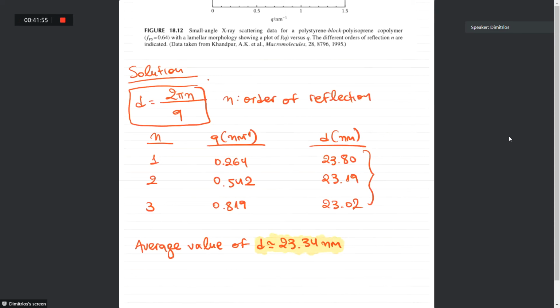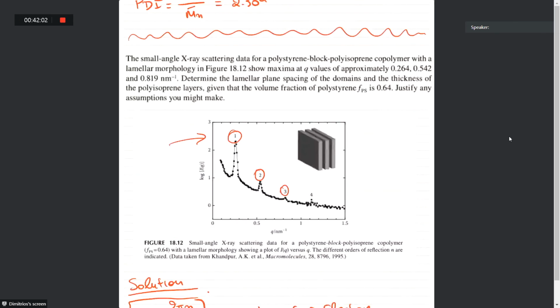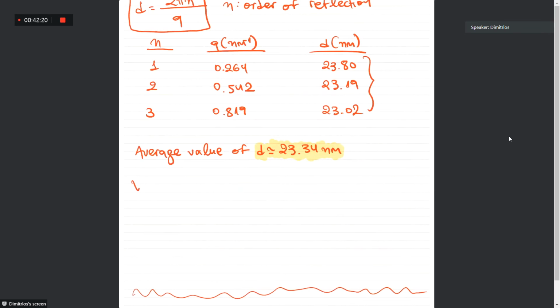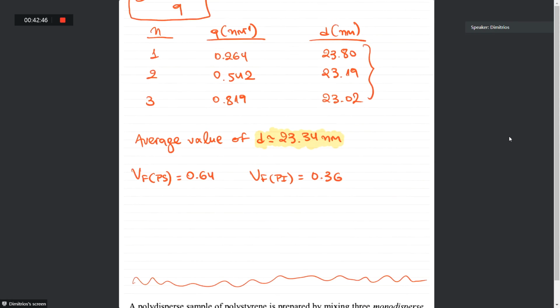Now, the second question that you struggled with: what is the thickness of the polyisoprene layers? We have the volume fraction of polystyrene, which is 0.64. So if the volume fraction of polystyrene is 0.64, then the volume fraction of polyisoprene is 0.36. And now we need to assume that the density of polyisoprene is the same as the density of polystyrene.